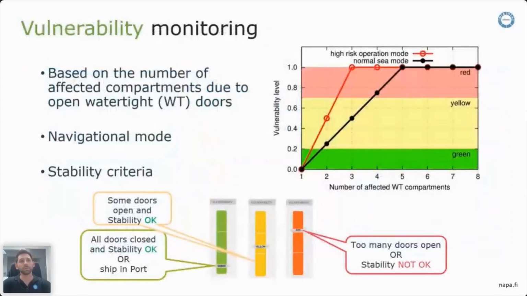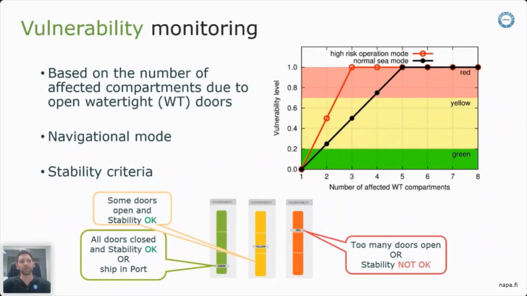First, I will go over the vulnerability module used in the NAPA Emergency Computer software. Vulnerability monitoring increases awareness of the ship's level of safety by providing information at a glance to the officers on board. The software uses a vulnerability level to indicate the level of safety, where a low green level means the ship is less vulnerable or considered operating safely, and a high red level means the ship is more vulnerable or more at risk in the case of damage.